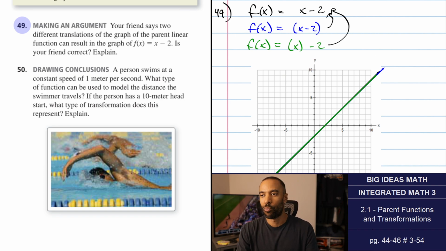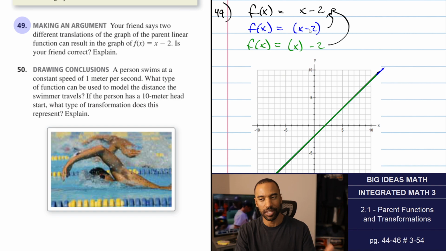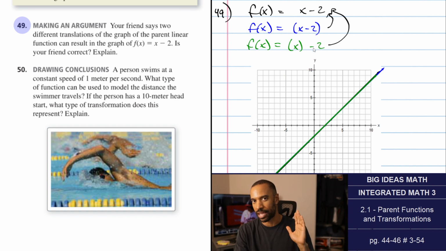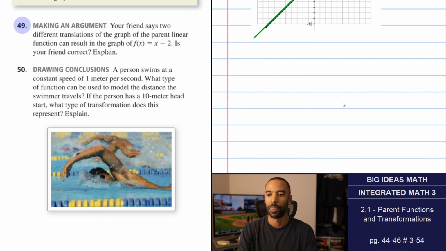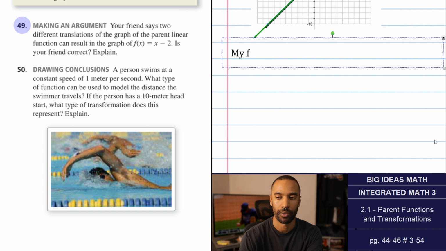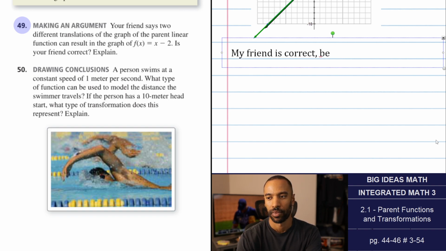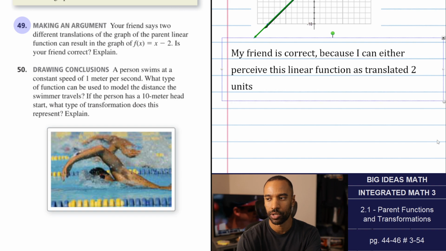So your friend's correct because there are 2 different ways you can consider it. You can consider it as a translation 2 units to the right or a translation 2 units down. Either way, the linear function gets you the same result. So that's how I did explain it. My friend is correct because I can either perceive this linear function as translated 2 units right or translated 2 units down.